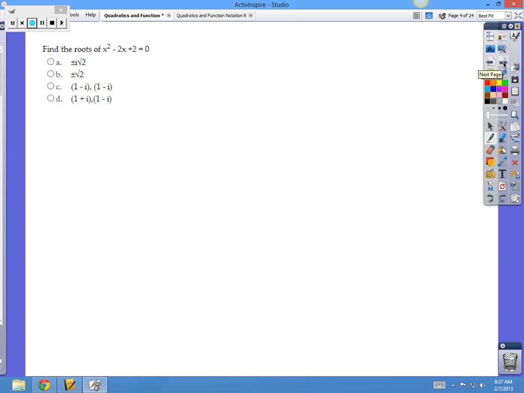This one, I just look at my answers and I know I'm going to have to use the quadratic formula. I can't factor it. There's no number that's going to multiply to give you 2 and add to give you negative 2. So I'm going to find A is 1, B is negative 2, C is 2.